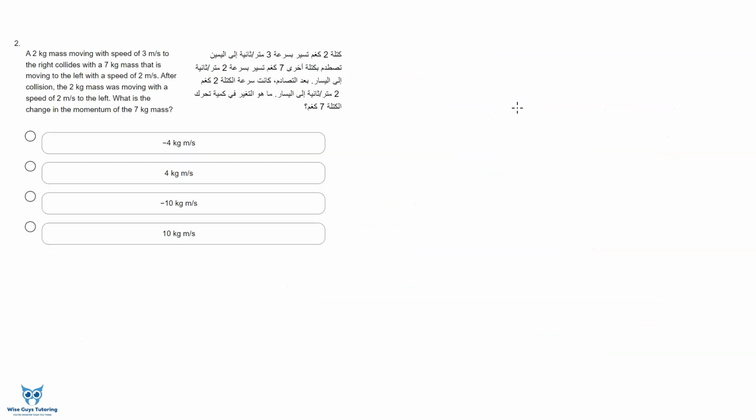Okay, this question says a 2 kilogram mass moving with a speed of 3 meters per second to the right collides with a 7 kilogram mass that is moving to the left with a speed of 2 meters per second. After collision, the 2 kilogram mass was moving with a speed of 2 meters per second to the left.